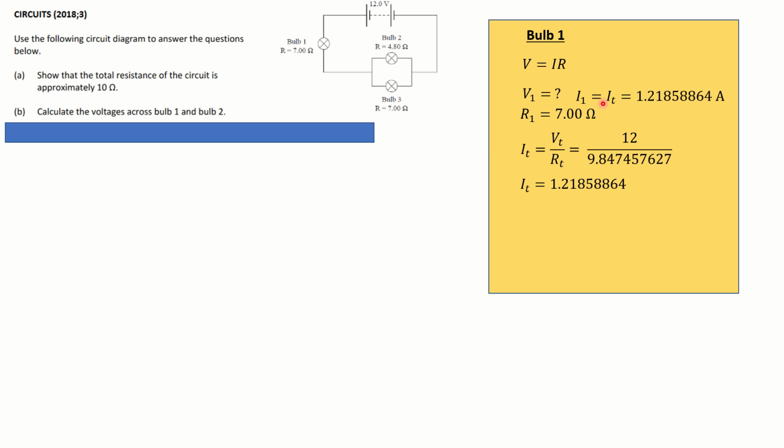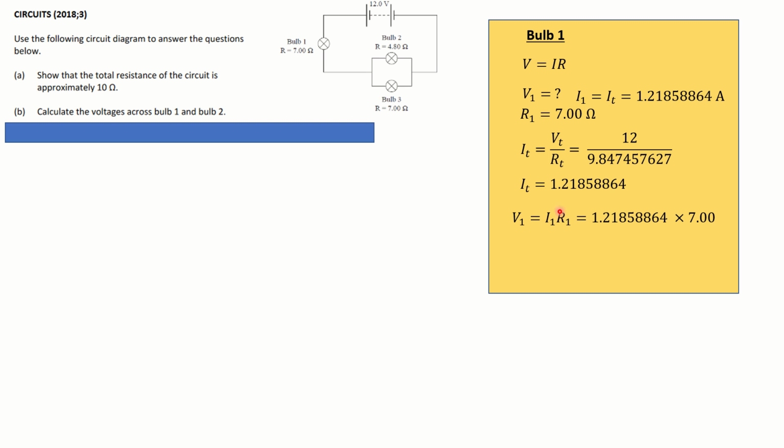Are we done? Of course not. We need to then plug that into our V equals IR equation. We still know the resistance of the bulb 1 component. We now know the current of the bulb 1 component. Plug that into V equals IR. It should look like that.